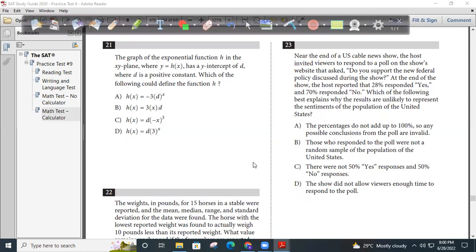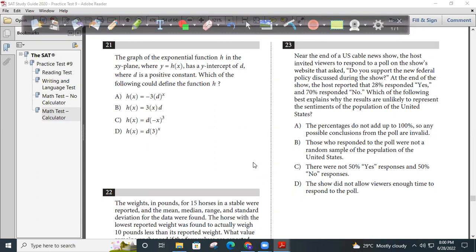Near the end of a US cable news show, there is a show that is happening. No need to worry what show it is. The host invited viewers to respond to a poll on the show's website that asked, do you support the new federal policy discussed during the show? So they're discussing some federal policy. Do they support or not? At the end of the show, the host reported that 28% responded yes and 70% responded no. From the people who attended that show, 28% said yes and 70% said no.